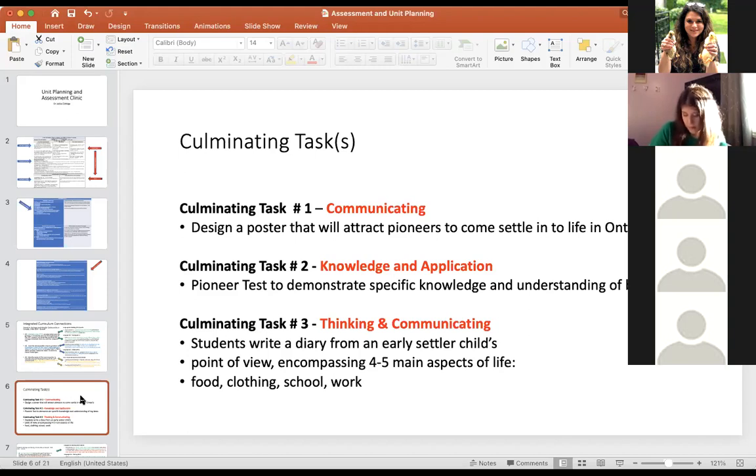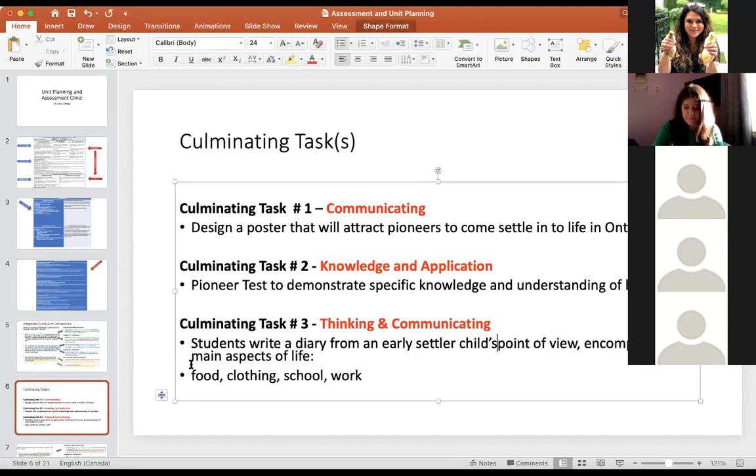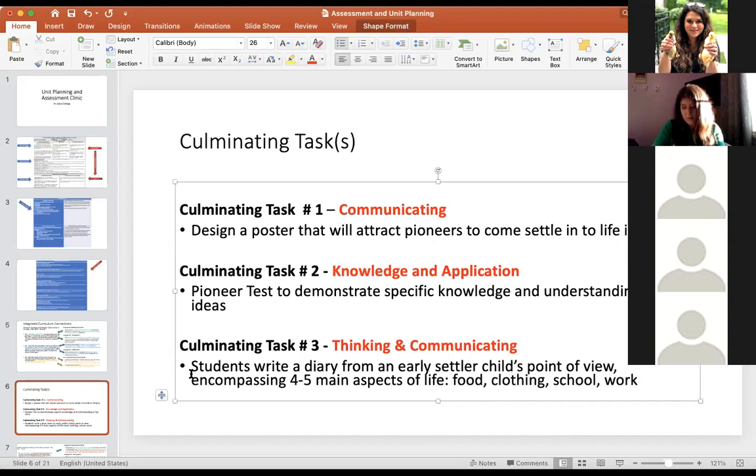And the third is to write a diary entry from an early settler's child's point of view. They also have to include this idea of 5 aspects of the life of the pioneer child, and talking about food, clothing, and schoolwork. So you can see there's a lot of information here that she wants to get back from the students in certain ways. So I have to make sure that these culminating tasks align with the expectations.